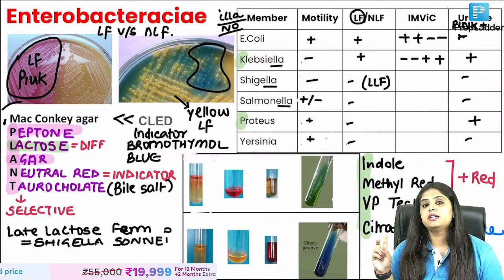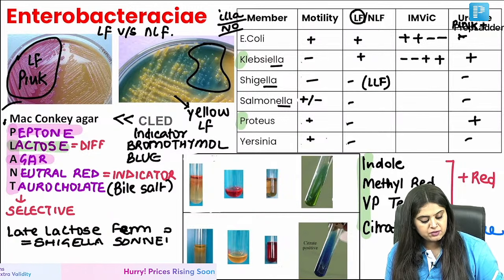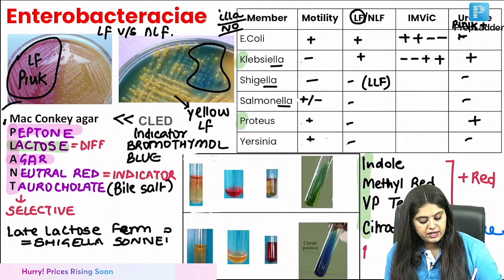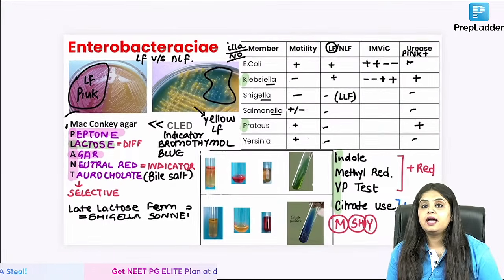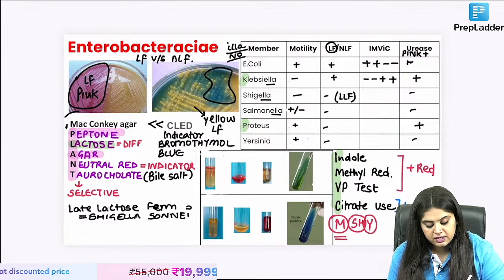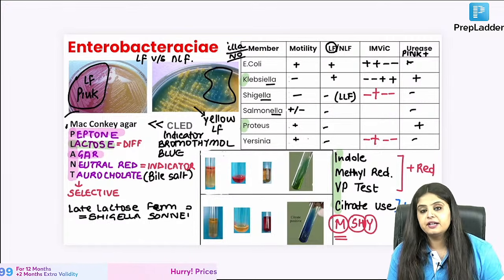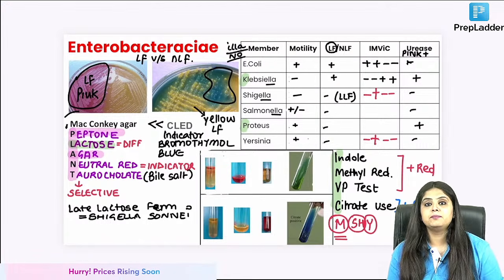For NEET PG and INI-CET students, please remember I am shy. What is I am shy? So I am shy, we'll write it as a slang. I am shy will tell me that Shigella and Yersinia are only methyl red positive, which means Shigella and Yersinia are only methyl red positive. That is one thing. I am shy.